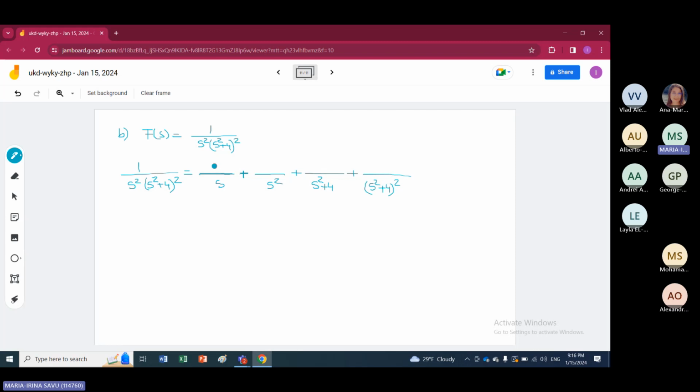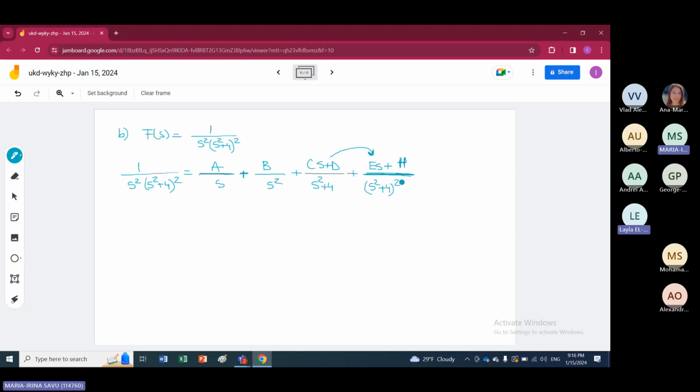What should I write here? A here? B here? Cs plus D, I think. Yes. And here? Is it going to be E since we have a degree of 2? No, it has degree 1 because here you had degree 1, so you have the same type of polynomial as here. Okay? Yes, plus, okay, let's say H. F.